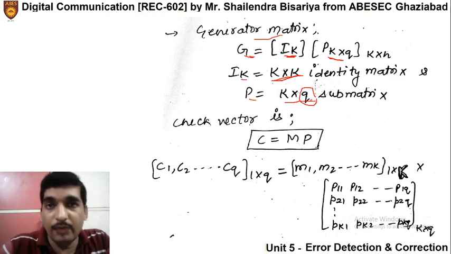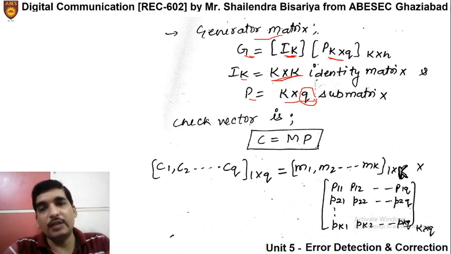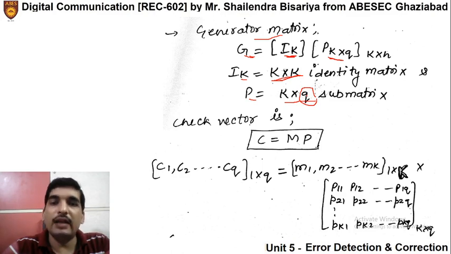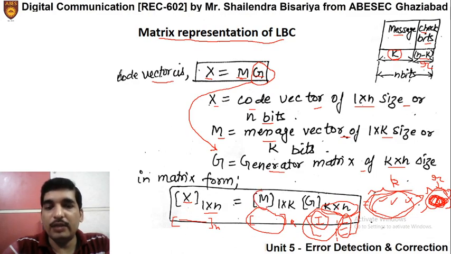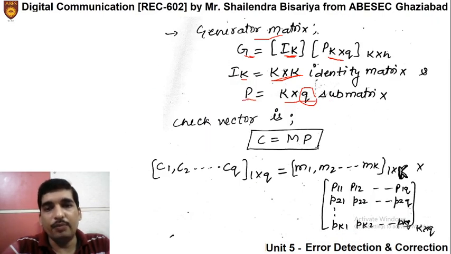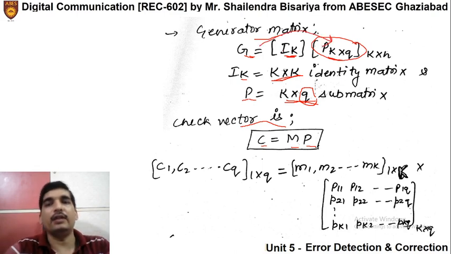So actually we are finding the check bits by multiplying message bits with these parity bits. I am repeating my words: we are multiplying these message bits with this parity matrix to find out the check bits, right? So how are we generating this? P is a k cross q submatrix. So how are we getting the check bits? The check matrix is simply the multiplication of message into parity. This parity is a sub part of the generator matrix, the second half.